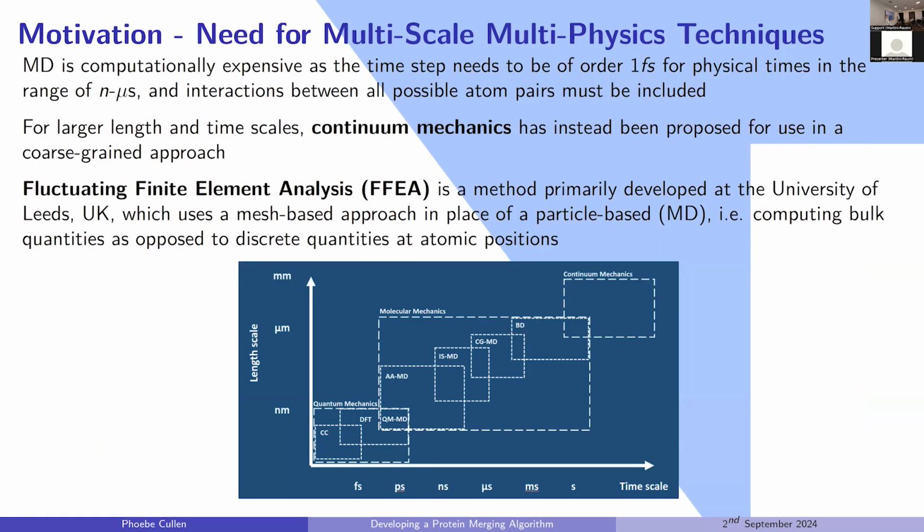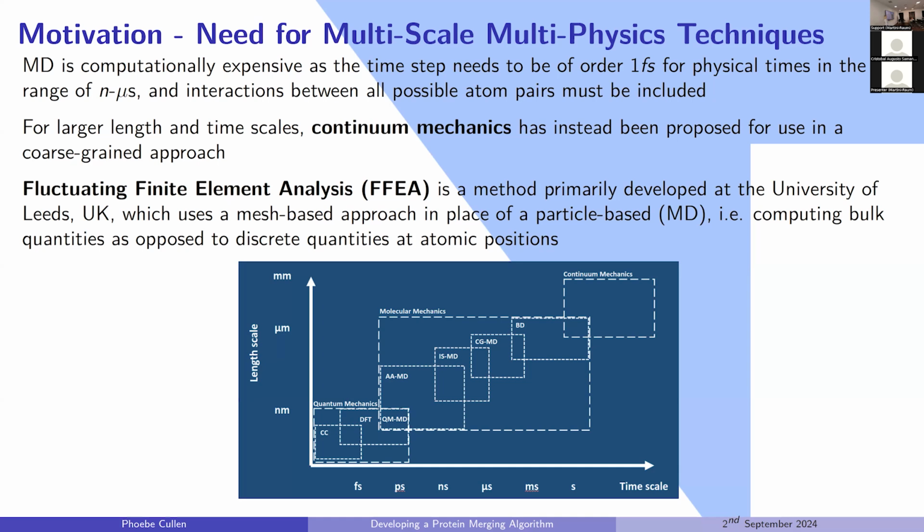For larger length and time scales, continuum mechanics is instead being proposed for use in a coarse-grained mesh-based approach, computing bulk quantities instead of simulating each protein atom by atom. Fluctuating finite element analysis, or FFEA, is a method primarily developed at the University of Leeds and now Sheffield, UK too, which is a mesh-based approach in place of a particle-based one. Now, just to note here, this is highlighting some of the time scales and length scales we're considering, mainly aiming in that top right-hand box there.